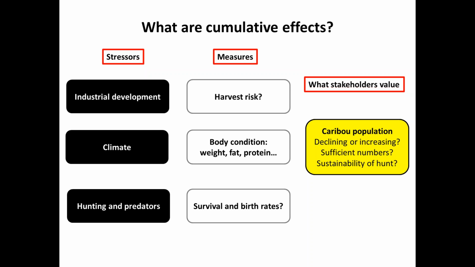affect these measures. And these stressors might include industrial developments within the range of a particular caribou herd, which will affect caribou activity and stress levels, climate, things like how much snow there is, which might affect the energy requirements of individual caribou, and hunting and predation rates, which will ultimately affect mortality rates across the population.